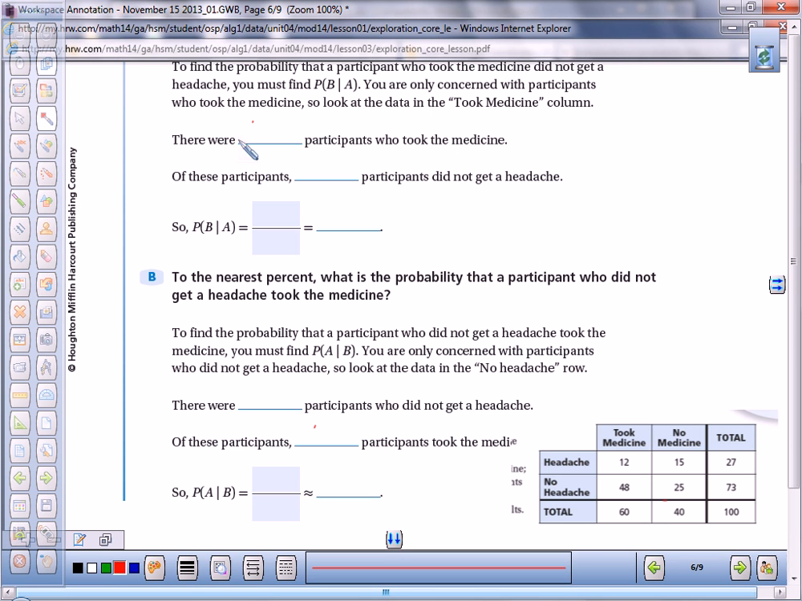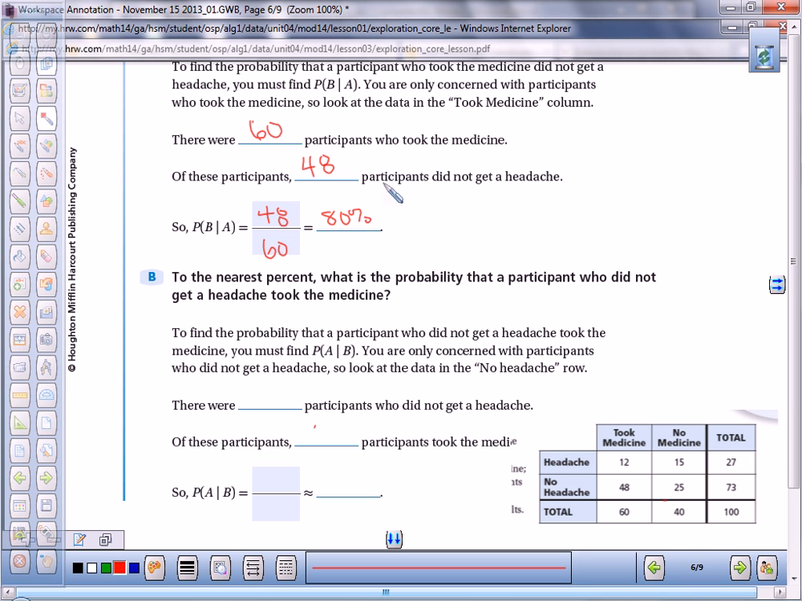Fantastic. All right, so there were how many participants that took the medicine? 60. Of those, how many participants did not get a headache? 48. So, the probability that a participant who took the medicine and did not get a headache would be 48 out of the 60, which is what percent? 80%. Does that make sense?